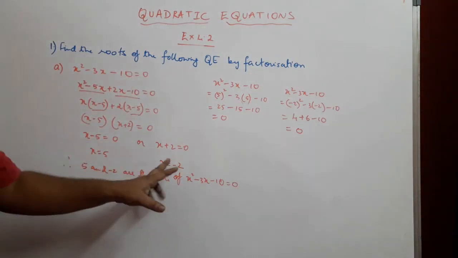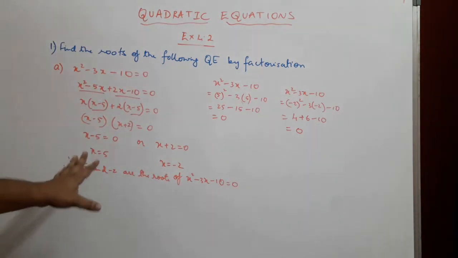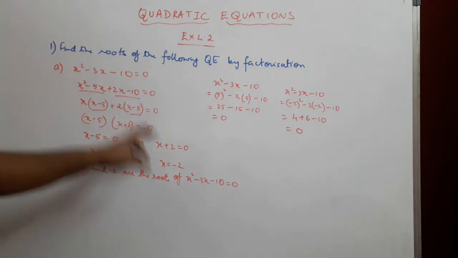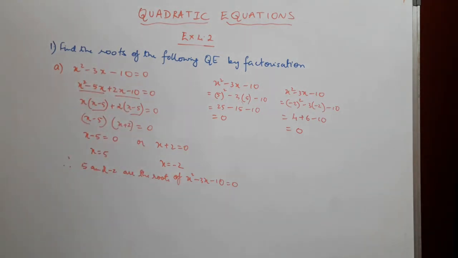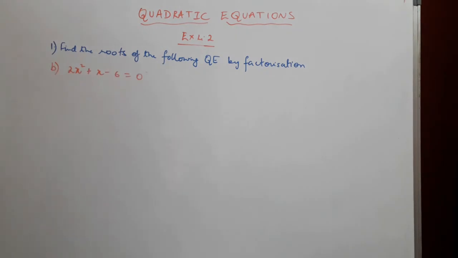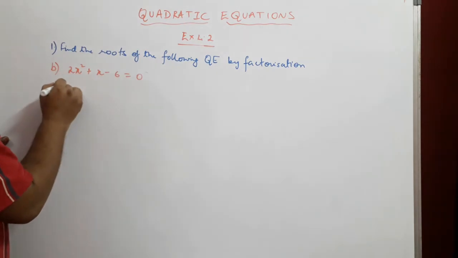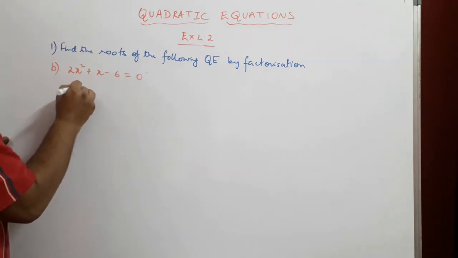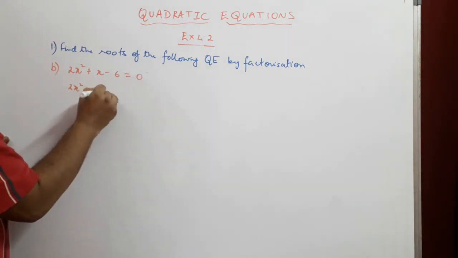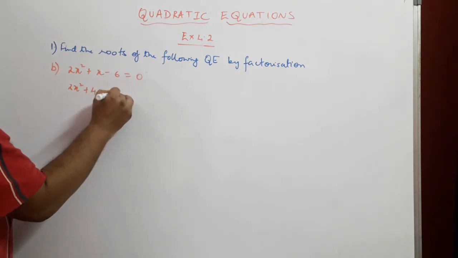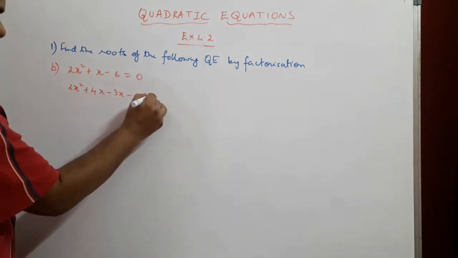So these are the zeros, and the zeros of the quadratic equation are known as the roots of the quadratic equation. Fine. Let's solve the next one. Next problem says 2x square plus x minus 6 equal to 0. So clearly it is this. So 2x square plus 4x minus 3x minus 6 equal to 0.